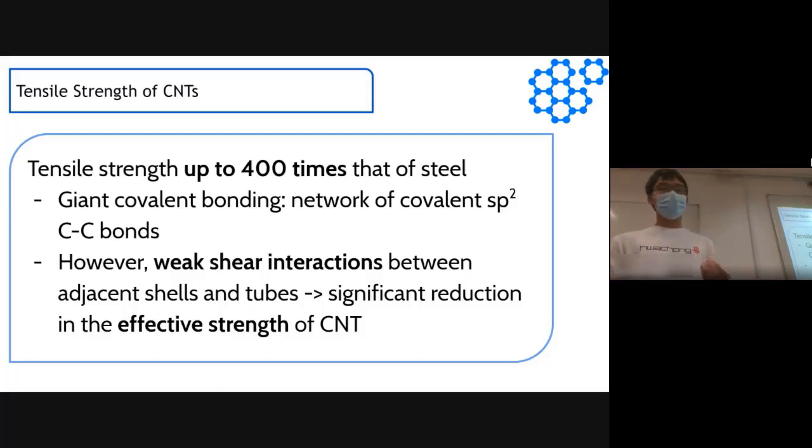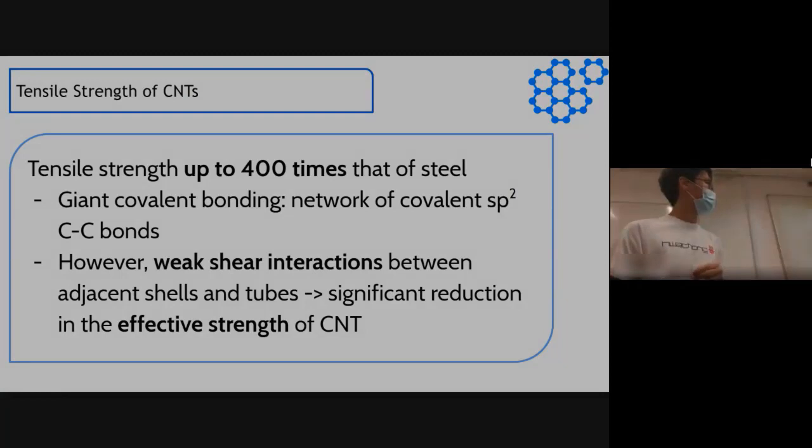But then, why is it that carbon nanotubes are still not widely applied in our everyday appliances? It is because of the weak shear interactions between adjacent nanotubes. So you can imagine it as individual nanotubes being very, very strong. But if you have multiple nanotubes in a bulk application, you'll require many, many nanotubes linked together. And so this weak shear interaction is actually the limiting factor behind the strength of the carbon nanotube.